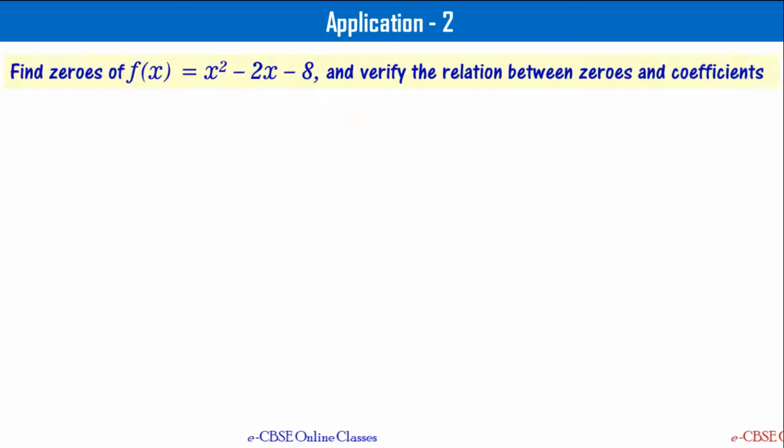Let's take a look at another application problem. Find zeros of f of x equal to x square minus 2x minus 8 and verify the relation between zeros and coefficients.